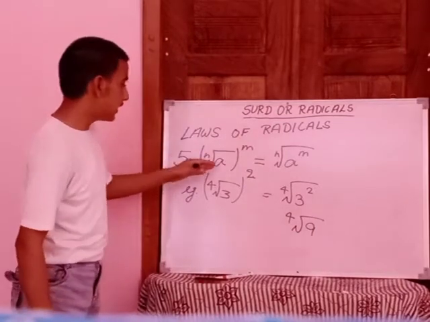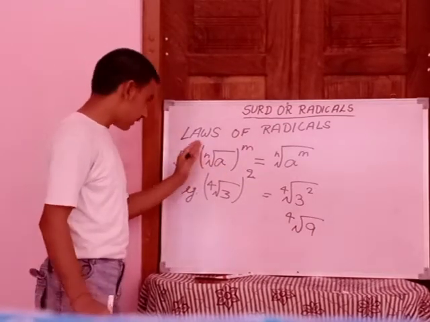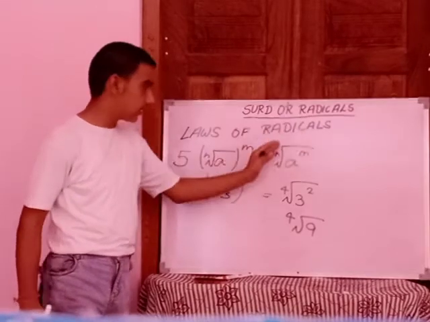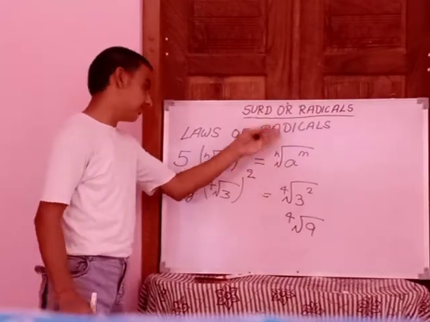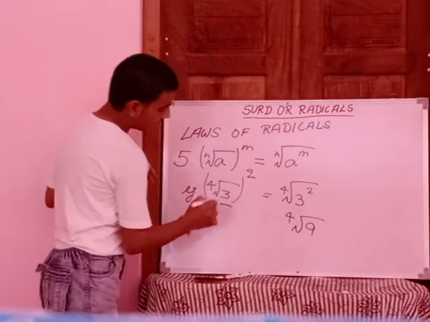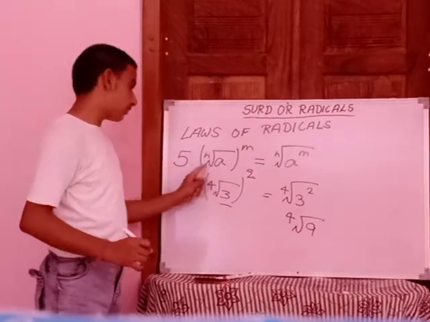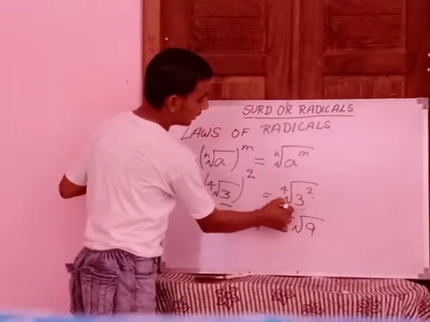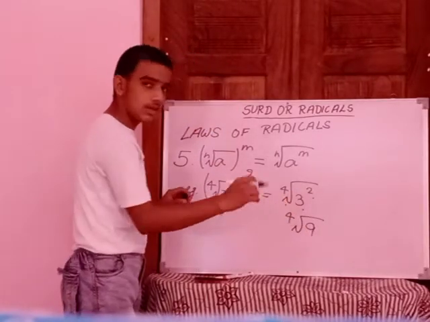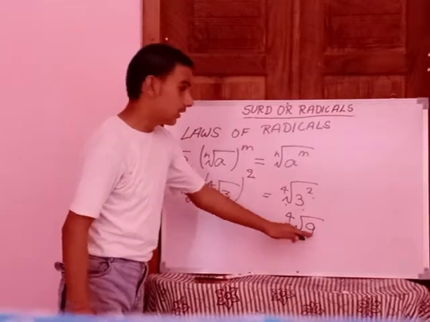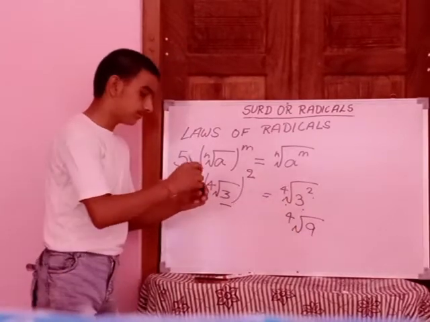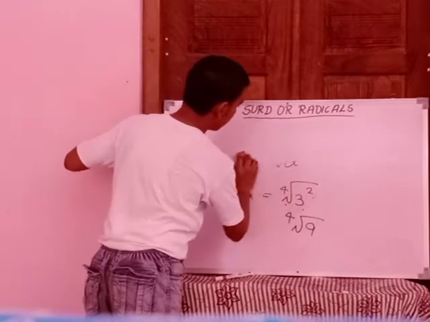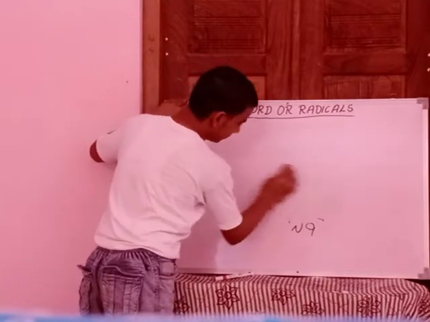Our fifth law is A under the radical sign of index n raised to the power m is equal to A raised to the power m under the radical sign of index n. For example, 3 under the radical sign of index 4 raised to the power 2 can be written as 3 square under the radical sign of index 4, which means 9 under the radical sign of index 4. With this our laws of radicals is complete. Now let's move to some examples.